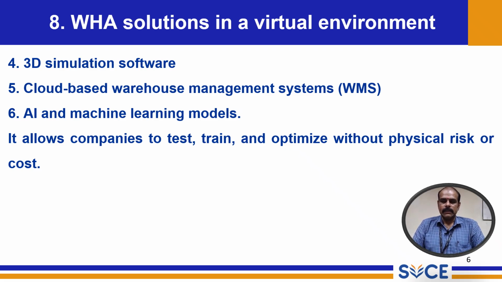Now, the next, cloud-based warehouse management system. Even for such software cases, simulation is possible. Not only for hardware, even for software cases such simulations are possible. And again, today AI and ML are playing a very crucial role in warehousing automation for simulation, for optimization, for mathematical modeling, or even without a mathematical model, an experiential model is also possible.